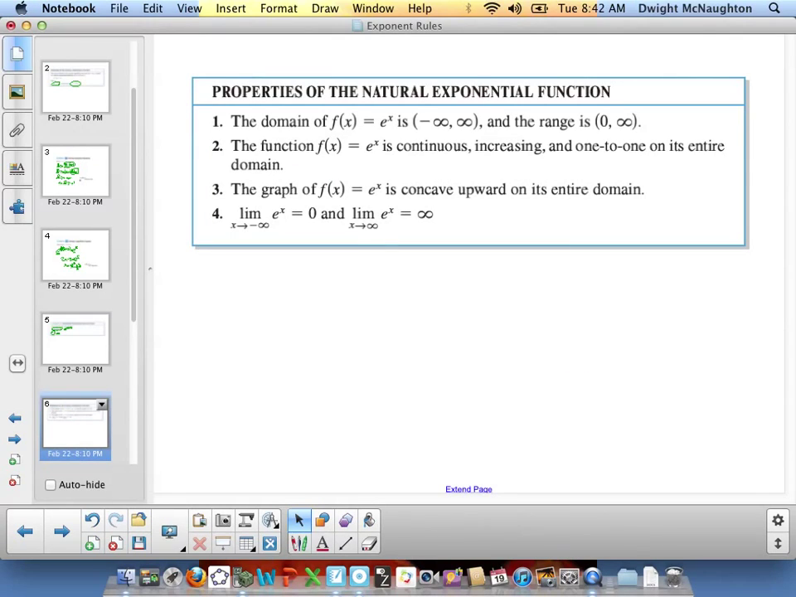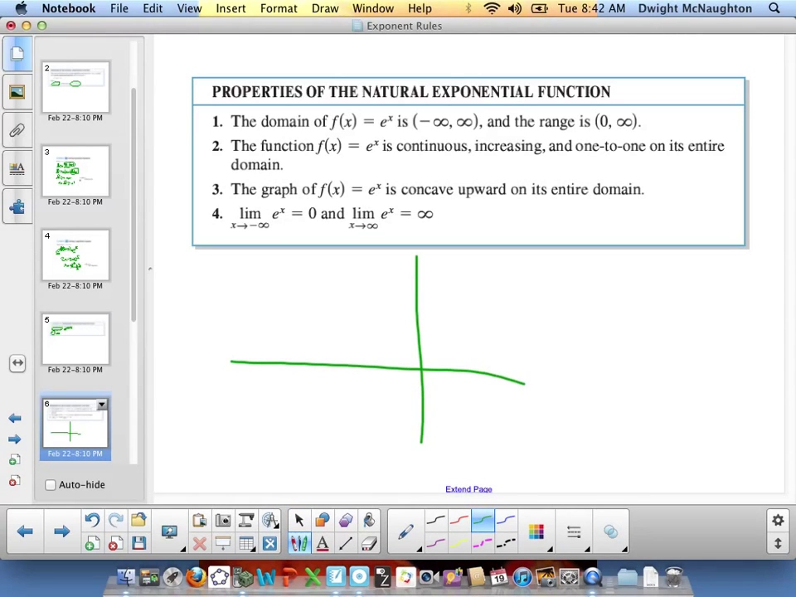Some properties you need to know. You need to know the domain of e to the x is all real numbers. If you look at the graph, every x value will work. But for answers, we only get positive values. Our range is 0 to infinity. It never actually gets to 0.